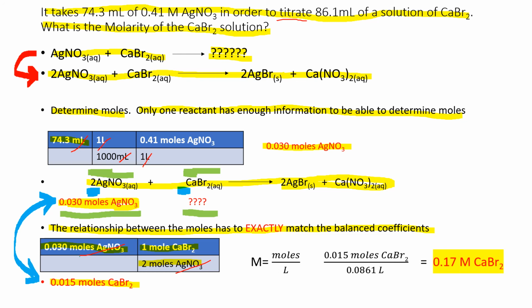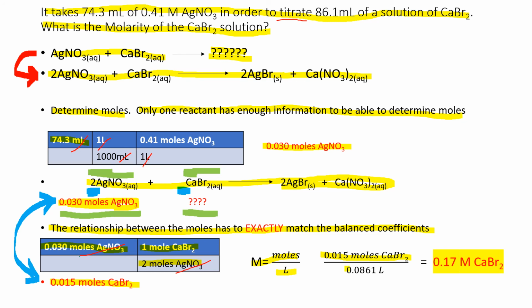If I think about the definition of molarity, molarity is moles per liter. Well, how many moles do I have? Well, I just calculated that: the 0.015 moles of the calcium bromide. What's the volume? 86.1 milliliters. I would just have to convert that to liters.